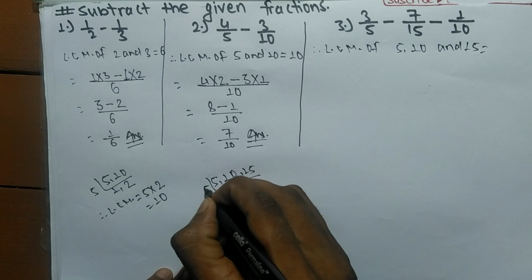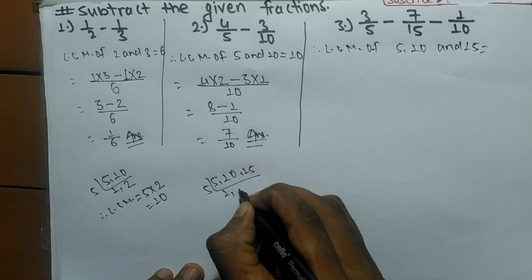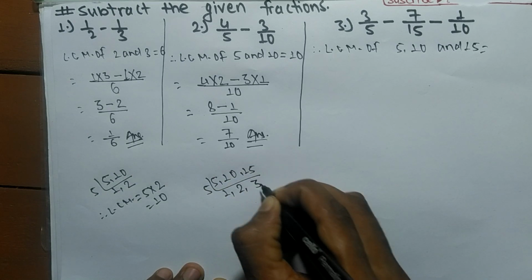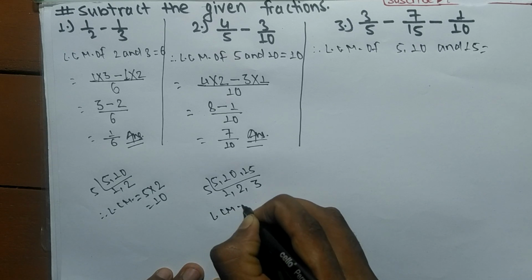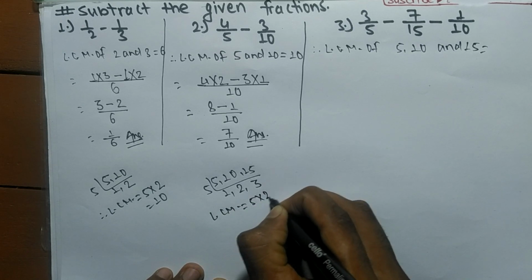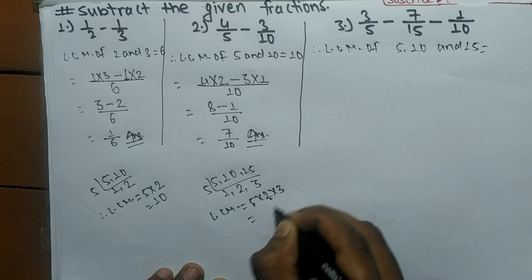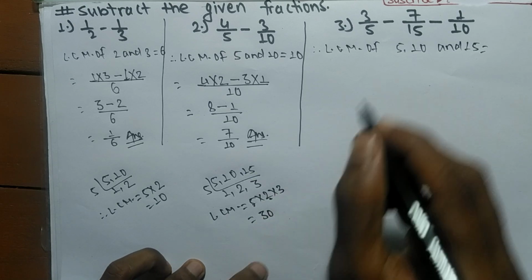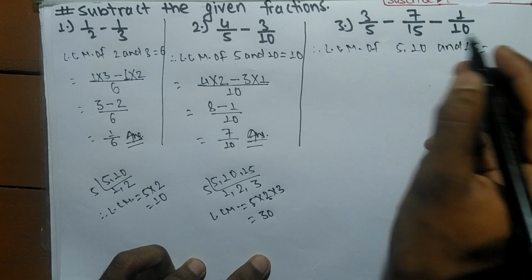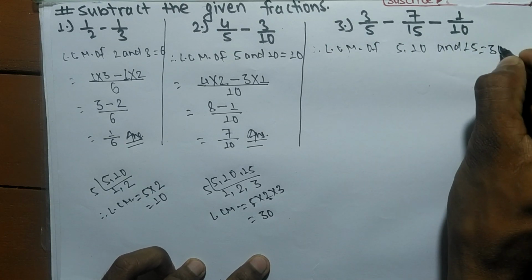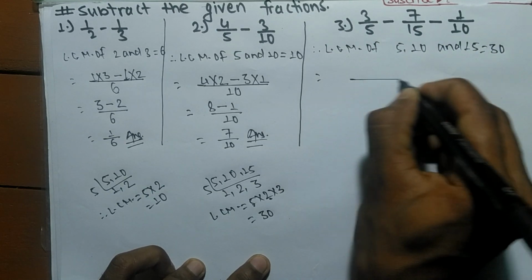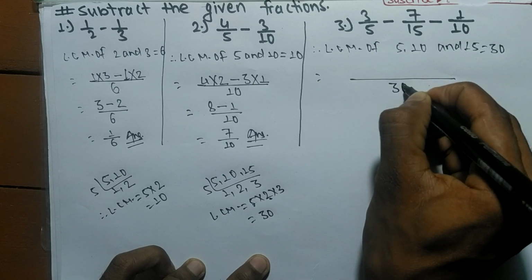So it is 5 times 1 means 5, 5 times 2 means 10, 5 times 3 means 15. The LCM is equal to 5 into 2 into 3. So 5 times 2 means 10, 10 times 3 means 30. So the LCM of 5, 10 and 15 is 30. So we write here in the denominator part 30.